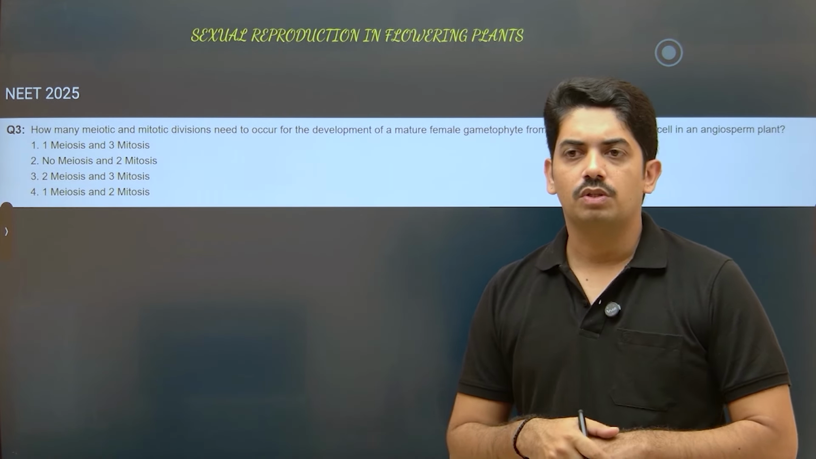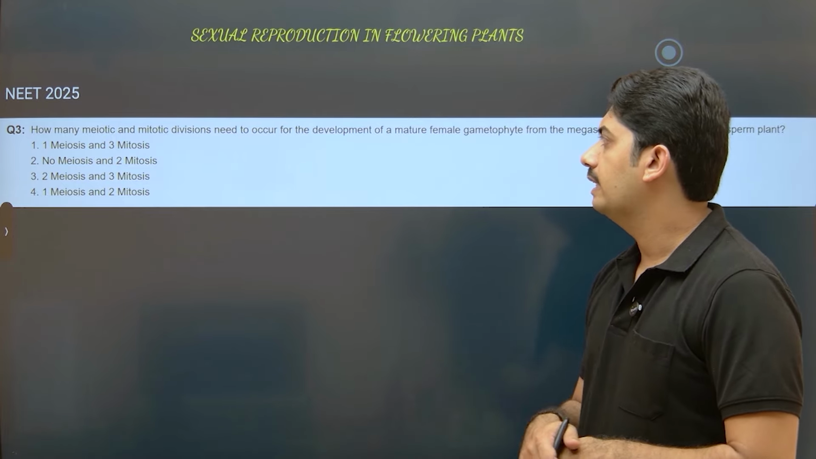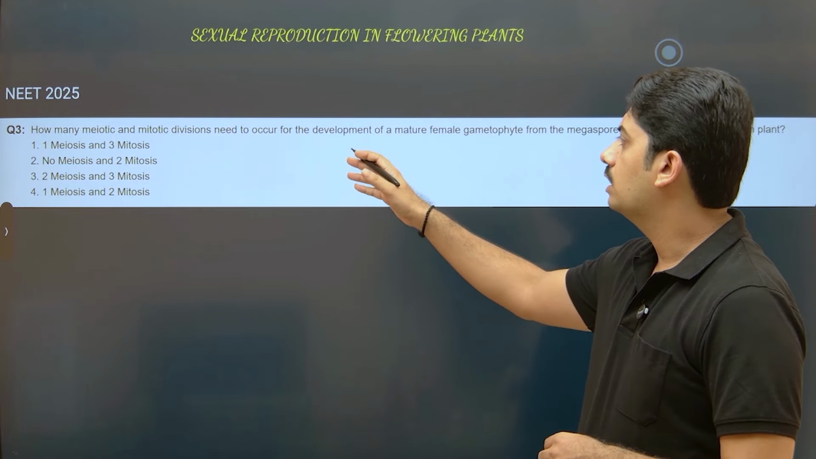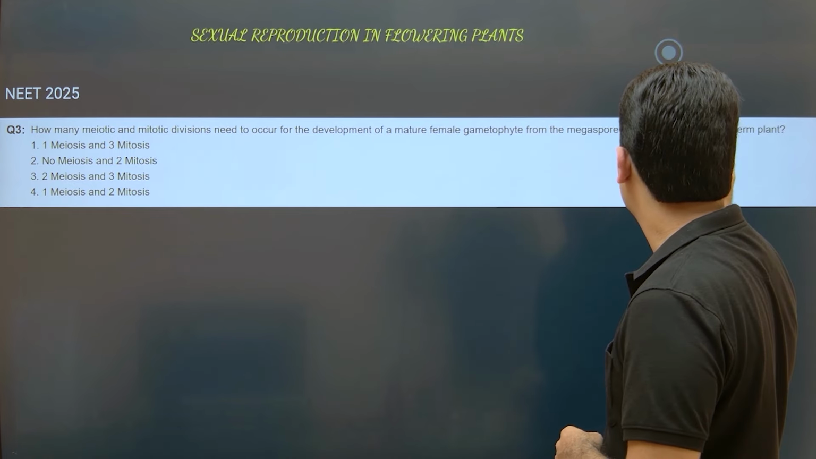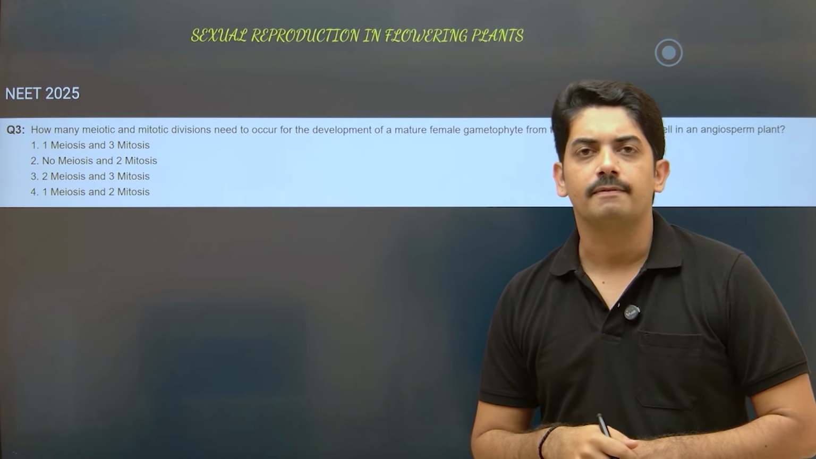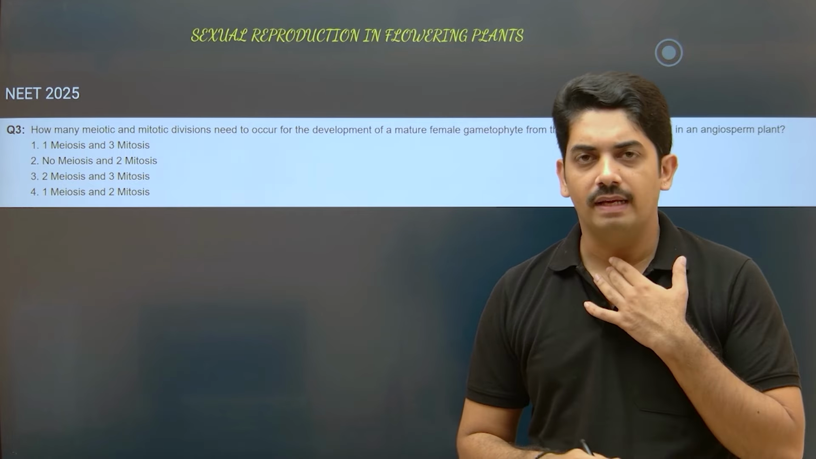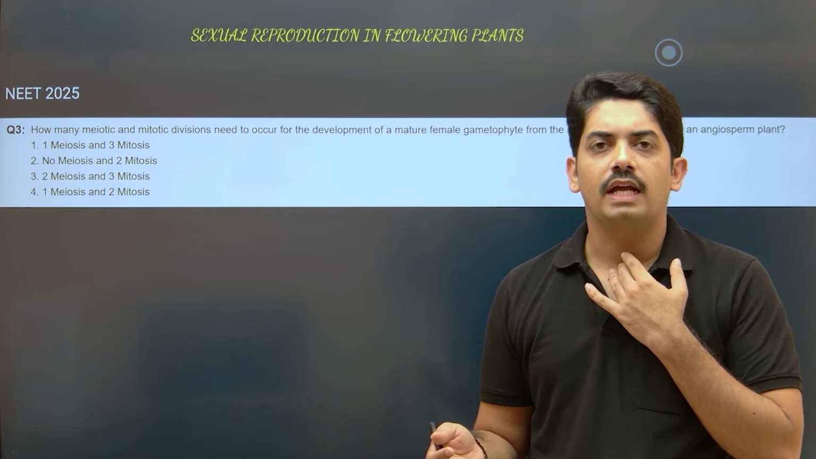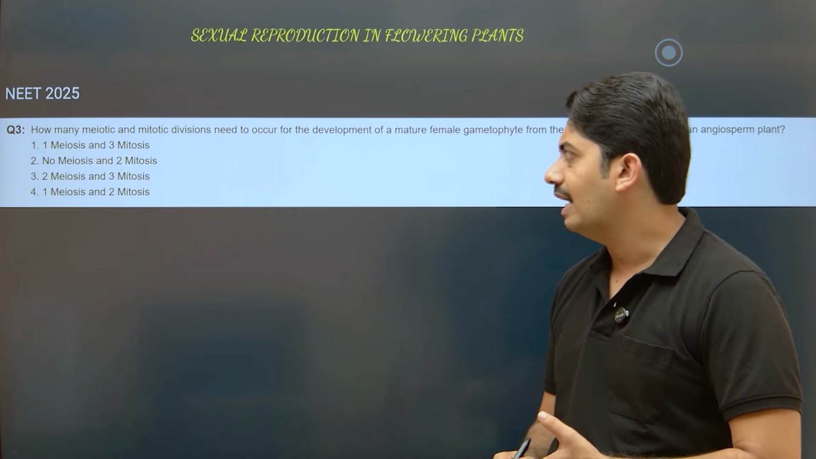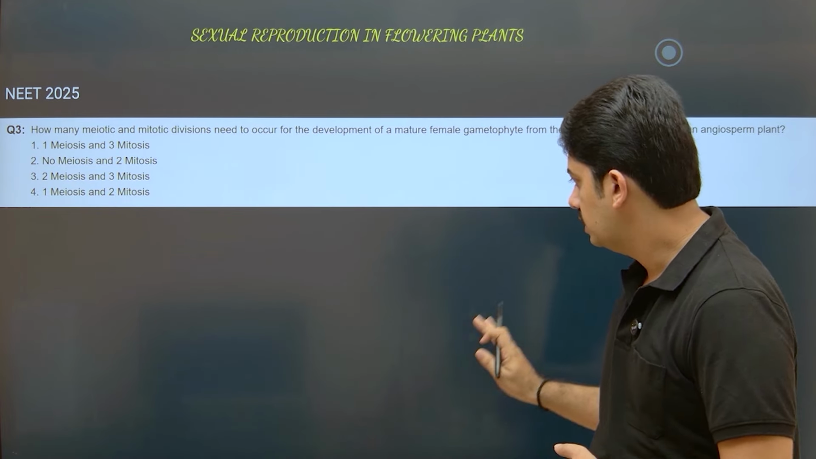So another question from 2025. How many meiotic and mitotic divisions need to occur for development of mature female gametophyte from the megaspore mother cell in an angiosperm plant? One meiosis is important. Then it is followed by, as in the previous question I already explained, 3 mitotic divisions and forms the embryo sac. So the answer is 1 meiosis and 3 mitosis.